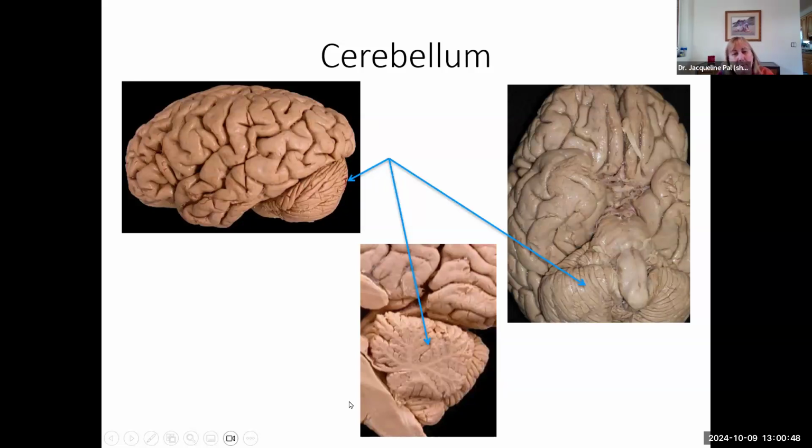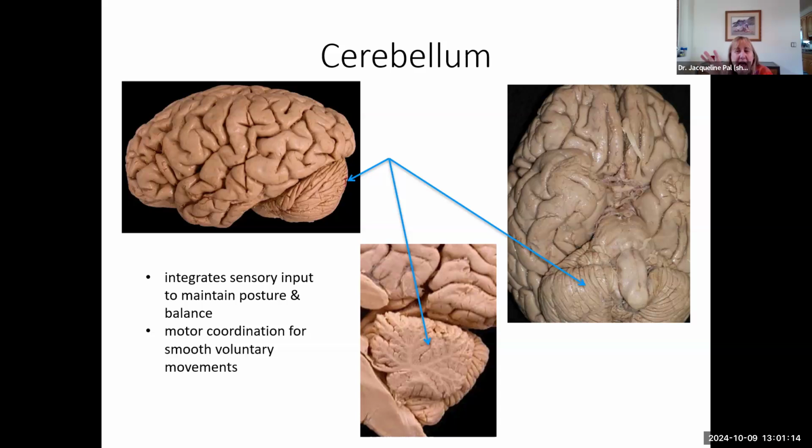Looking behind the midbrain and below the occipital lobe, we have that little part of the brain known as the cerebellum. If you cut it in half, it looks like it has this little white tree inside of it. And this is the part of the brain that's going to be integrating a bunch of sensory input that helps you maintain posture and balance and gives you motor coordination so that you have smooth motor movement that's voluntary.